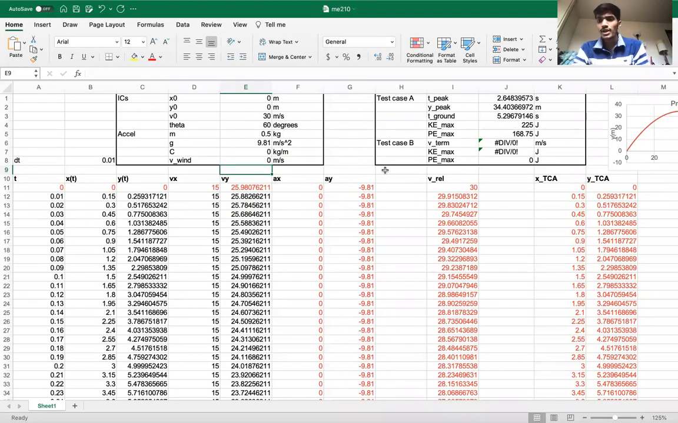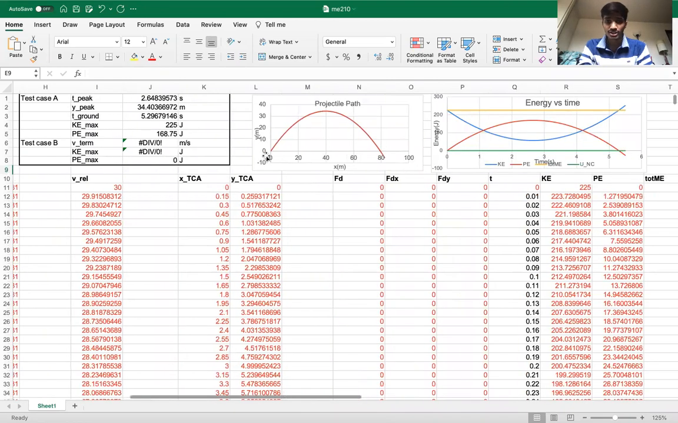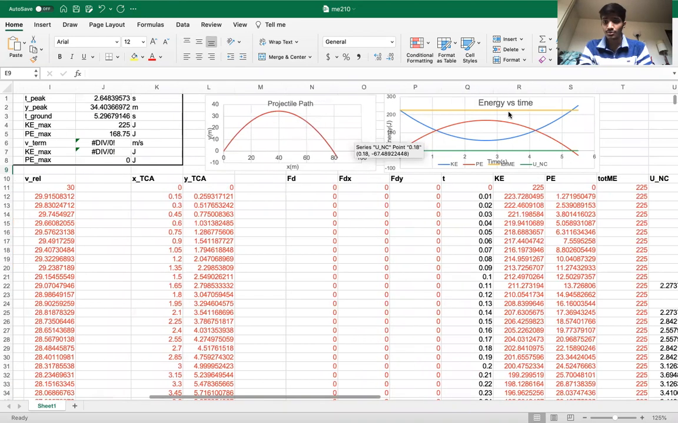All right, so over here we have our computation model created in Excel for our projectile that we are kicking at some velocity, let's say 30 meters per second, and some theta, which is 60 degrees. For test case A, we are not taking into account the wind and the air drag. So we are going to have this projectile path for test case A, and the energy versus time graphs.